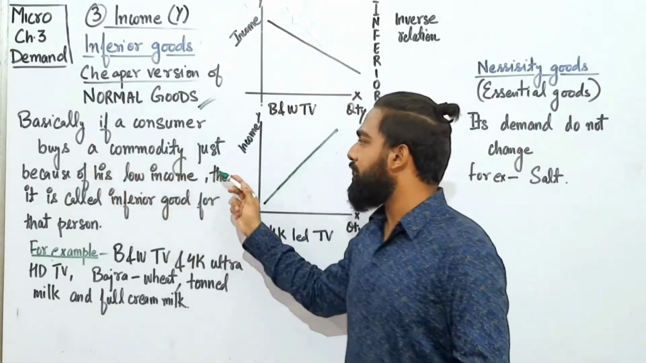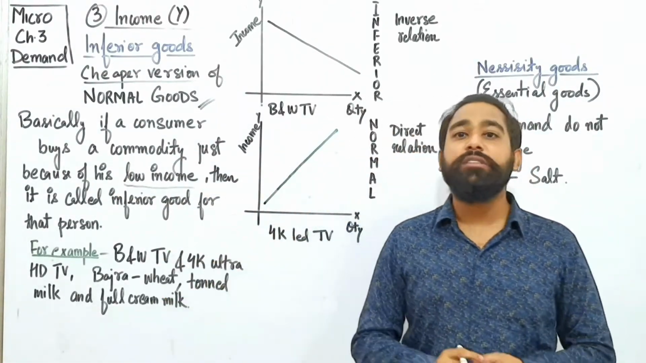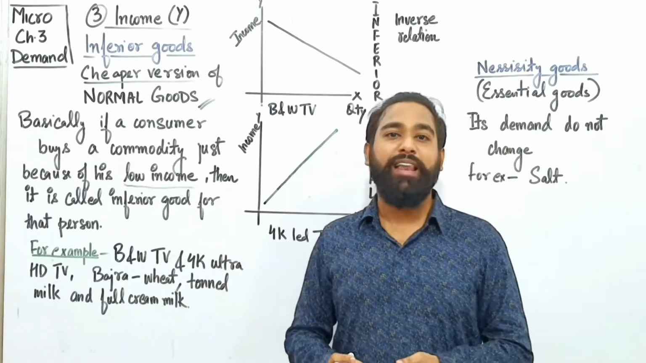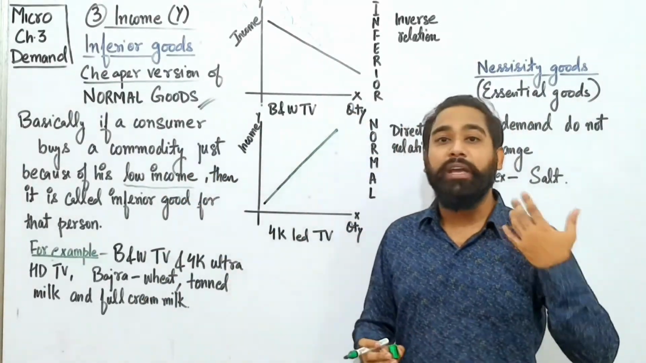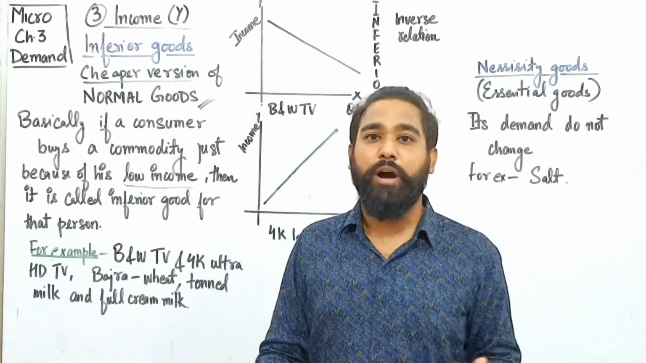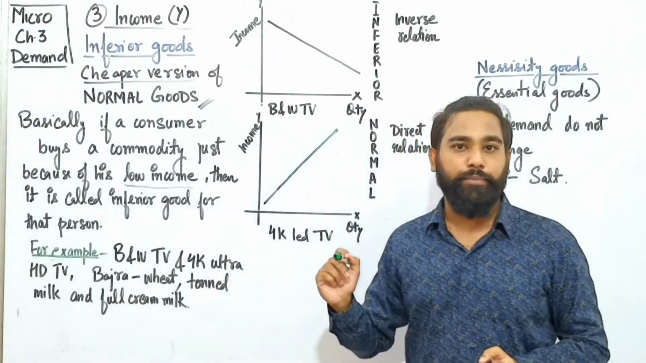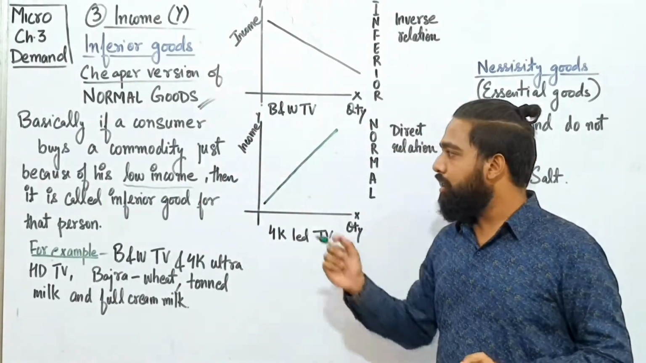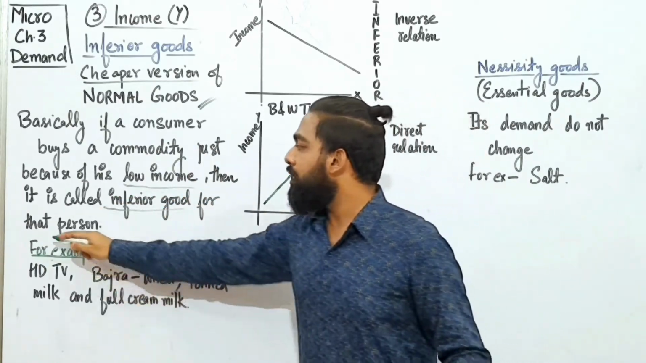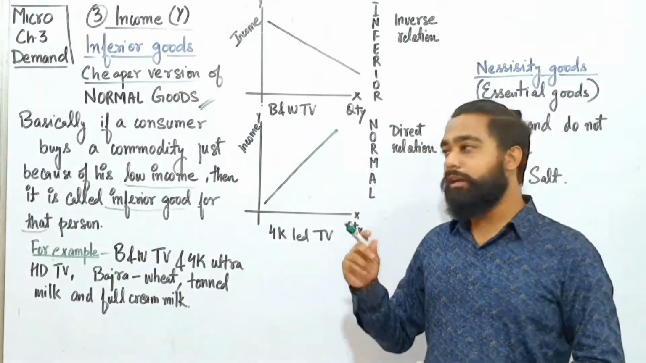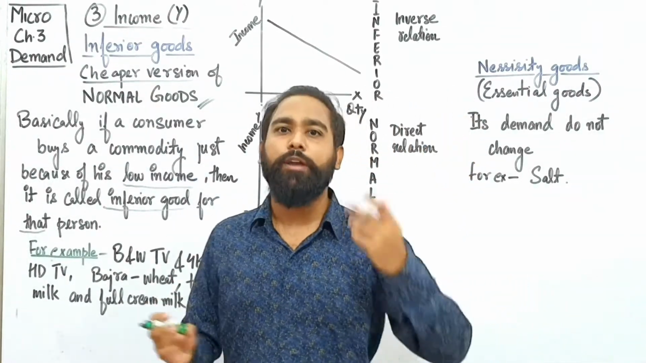Basically, if a consumer buys a commodity just because of his low income, suppose my pocket money was 500, now my pocket money is 100 only, my result didn't go well, then my dad and mother cut down my pocket money. So in that case I won't be lavishing expenses on my stuff. No, I won't be doing that. In that case I will buy those things which are of inferior quality, the cheaper version of normal goods. So basically, if a consumer buys a commodity just because of his low income, then it is called an inferior good for that person. For that person, it doesn't matter; if I am buying something, that is the inferior good for me. For some other person, that might be a normal good.